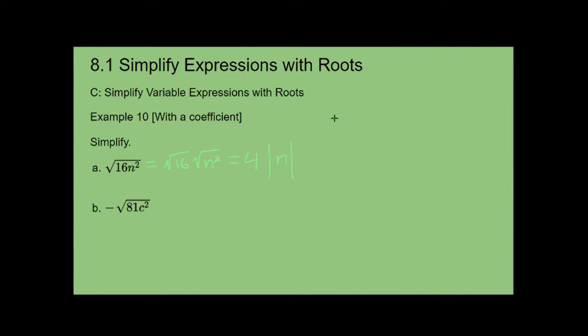Make sure you make your absolute value bars clear that they are absolute value bars and they don't look like ones. Make sure that they extend above and below all your numbers and variables.